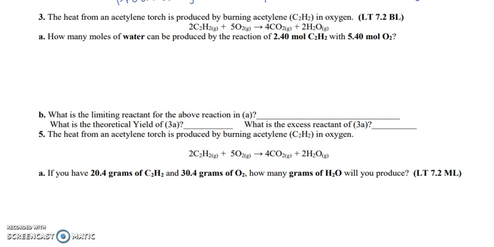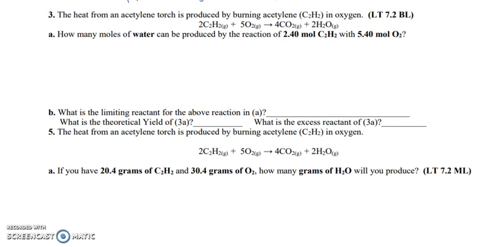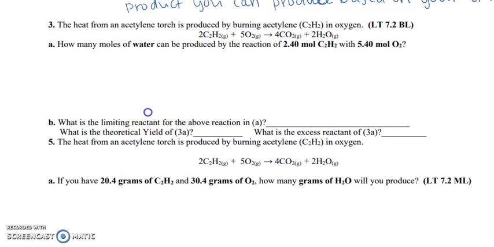So problem 3 says the heat from an acetylene torch is produced by burning acetylene C2H2 in oxygen. And this is a basic level problem. So how many moles of water can be produced by the reaction if 2.4 moles of C2H2 react with 5.4 moles of O2? So the first thing that we're going to do is start with one of our reactants. I'm going to start with 2.4 moles of C2H2.